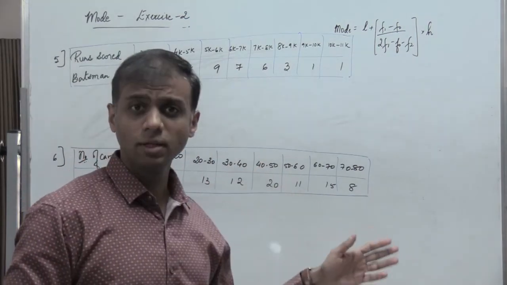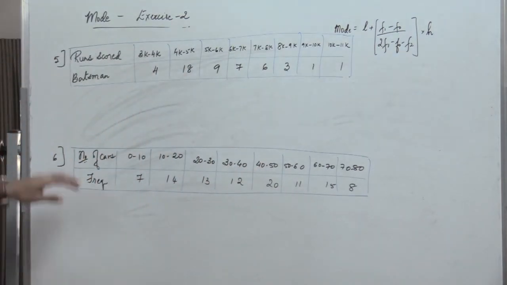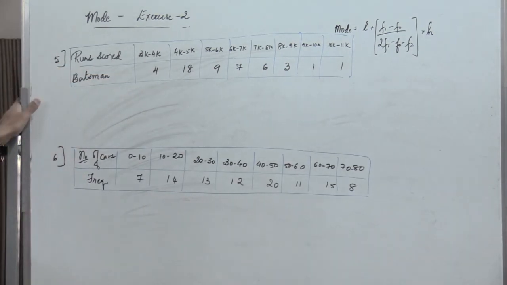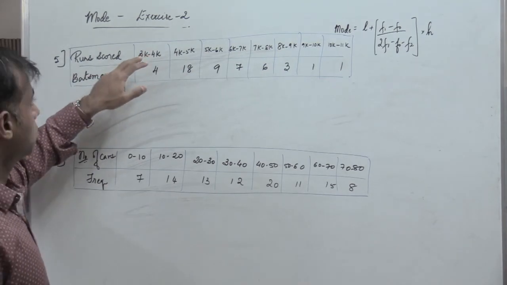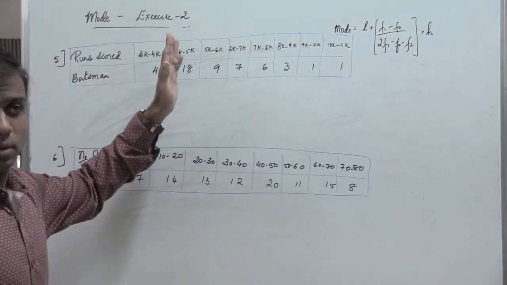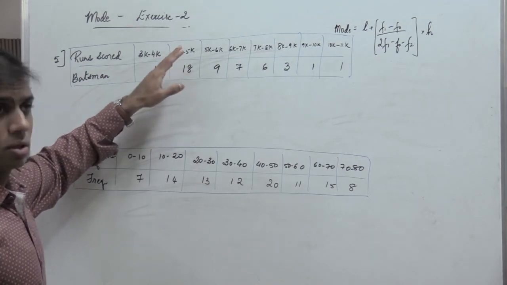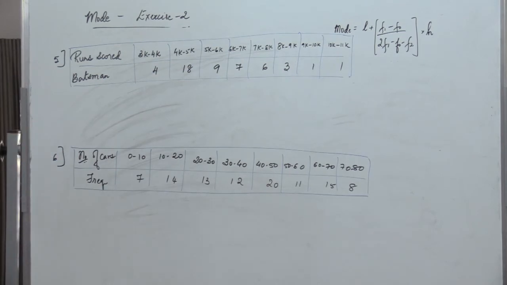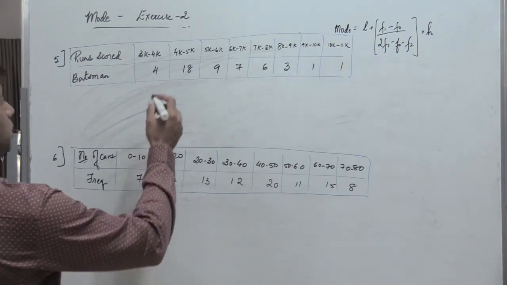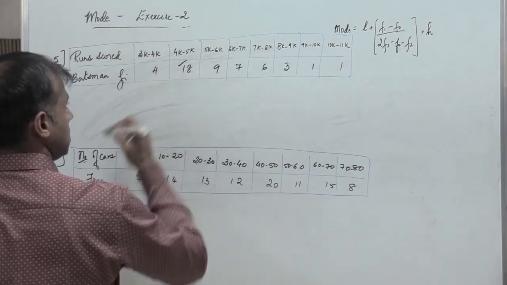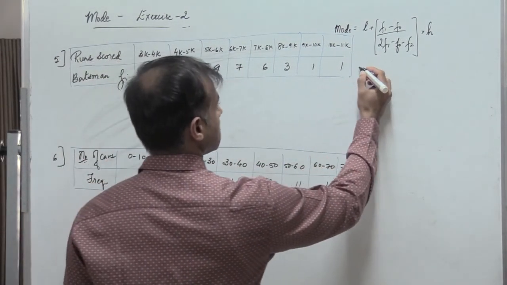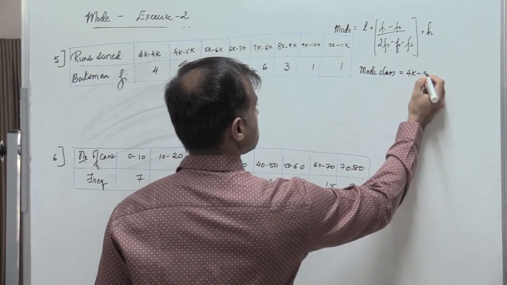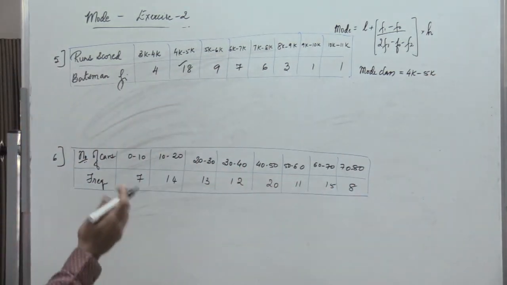So the last two problems given in this exercise are very simple. So problem 5, we have the runs scored by the top batsmen. So there are 4 batsmen who have scored a total of 3,000 to 4,000 runs. And then there are 8 batsmen who have scored runs in the range of 4,000 to 5,000 and so on. So we need to find the mode value. So to find the mode value, find the maximum frequency, which is 18. So here in this case, the mode class is 4,000 to 5,000.